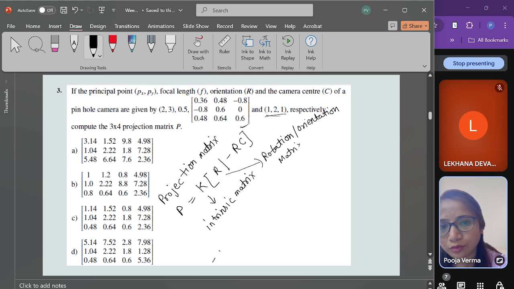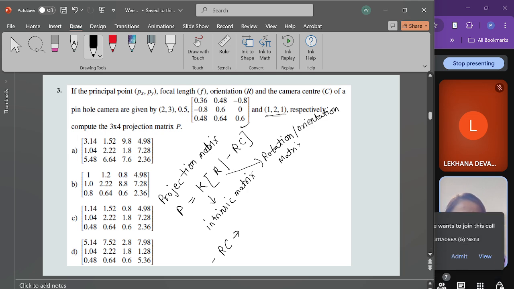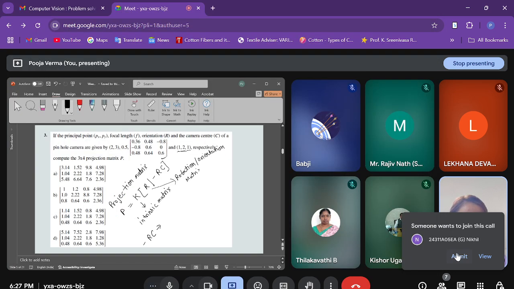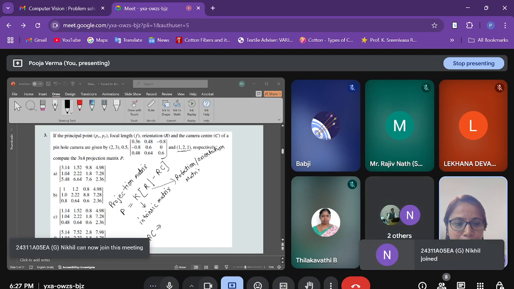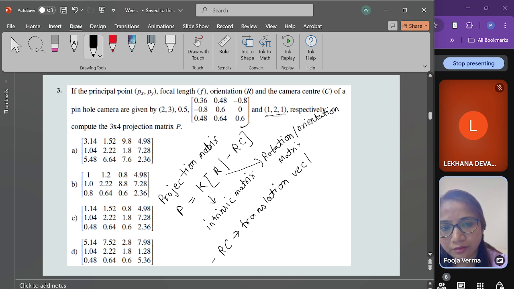So what is minus RC? How can we represent it? It is a translation. That term minus RC is called the translation vector.